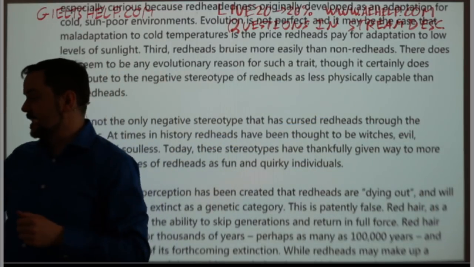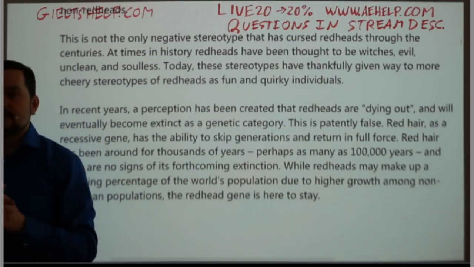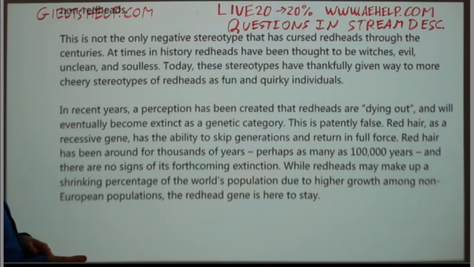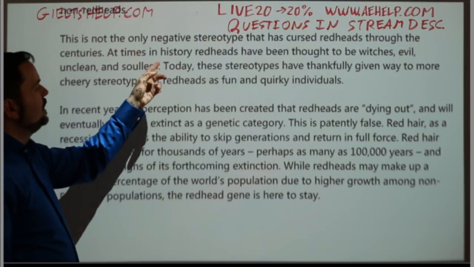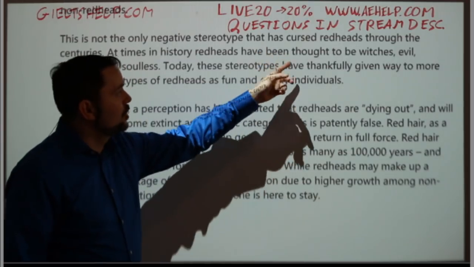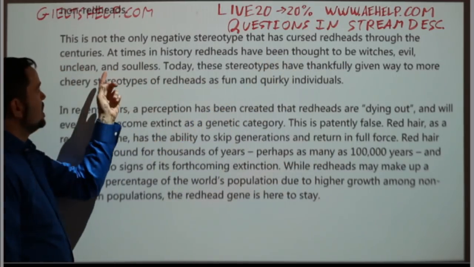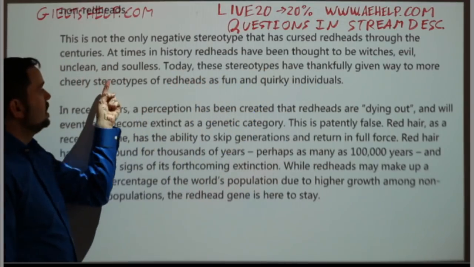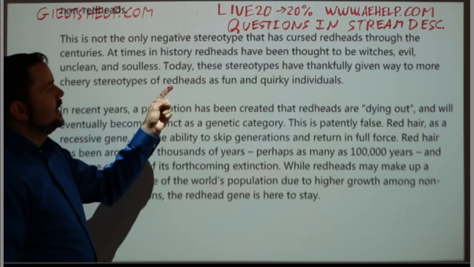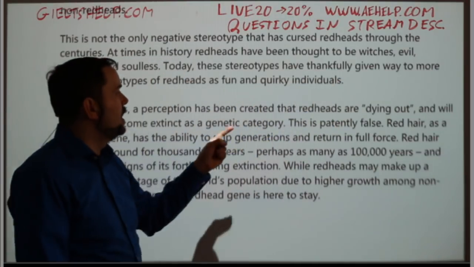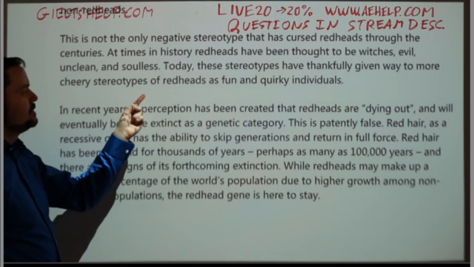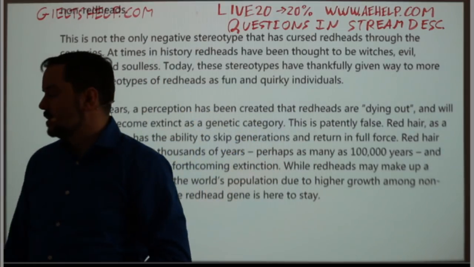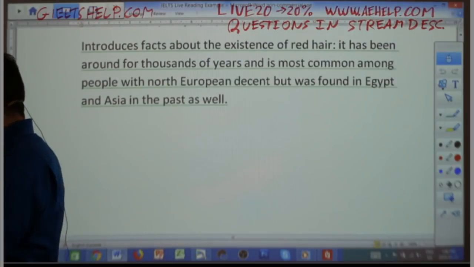And then this next paragraph here deals with the stereotypes. It's just a short one, but we can look at it. So let's read it and then answer what, why, how. So this is not the only negative stereotype that has cursed redheads through the centuries. At times in history, redheads have been thought to be witches, evil, unclean, and soulless. Today, these stereotypes have thankfully given way to more cheerier stereotypes of redheads as fun and quirky individuals. So question number 1 is, what is this paragraph about?